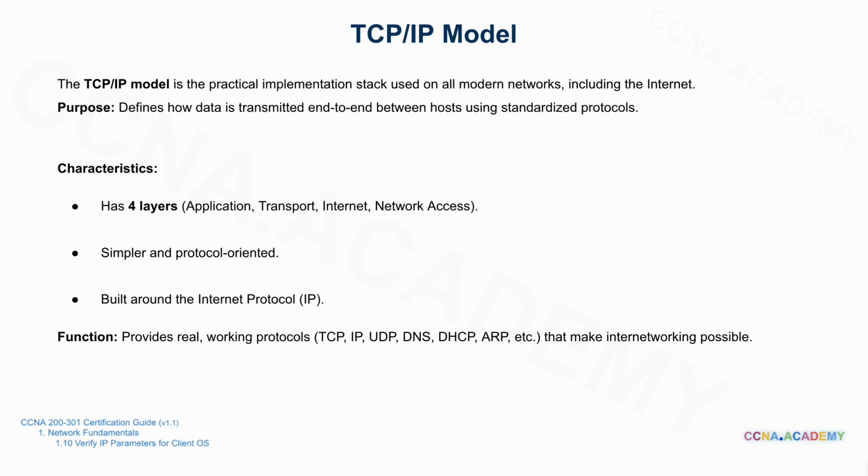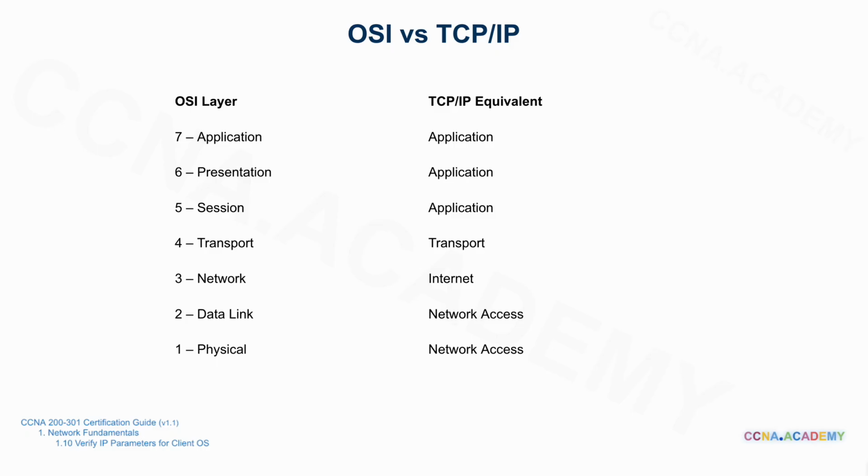The TCP/IP model is the real working framework behind every modern network, including the Internet. Unlike the OSI model, it has just 4 layers: application, transport, Internet, and network access. It's simpler, protocol-focused, and built around the Internet protocol itself. This model defines how data moves end-to-end across networks using protocols you already know, like TCP, IP, UDP, DNS, and DHCP, the ones that make the Internet actually work. Now, let's compare them side by side.